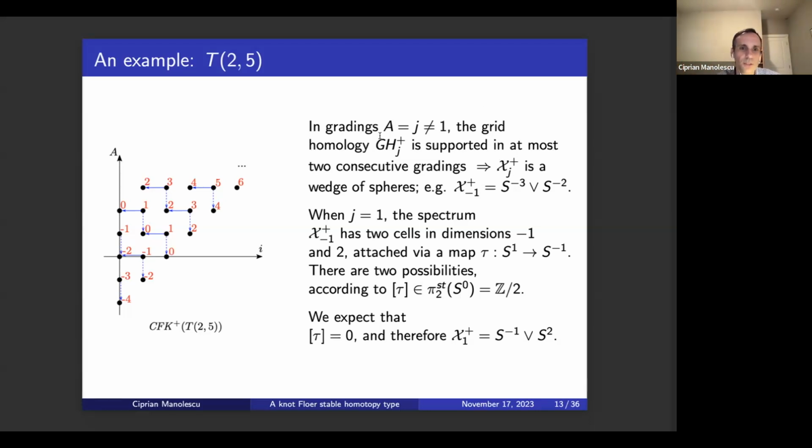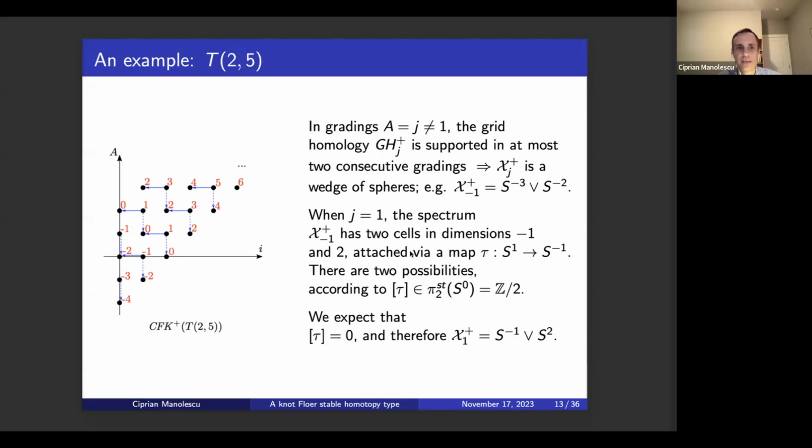In most of the cases, there's just one generator. Here, there are two generators in consecutive gradings. So basically here, this is going to be a sphere in degree 6, here a sphere in degree 4, and so on. The only interesting thing could potentially happen in Alexander degree 1, where you have two generators differing in grading by 3. So -1 and 2.